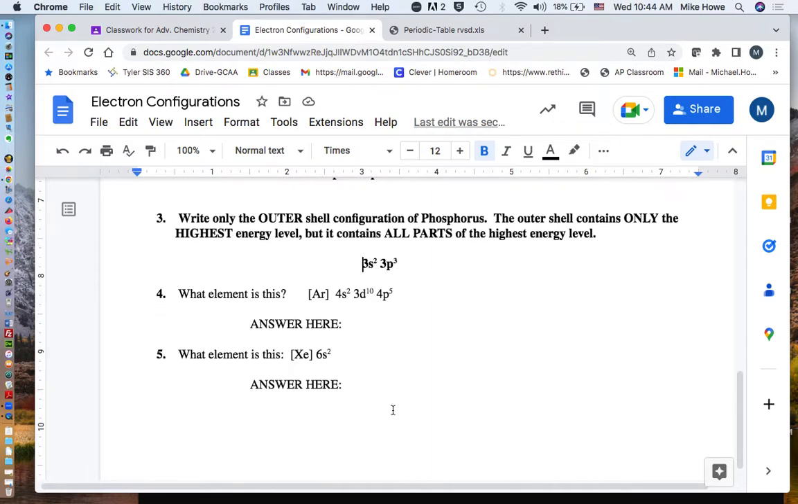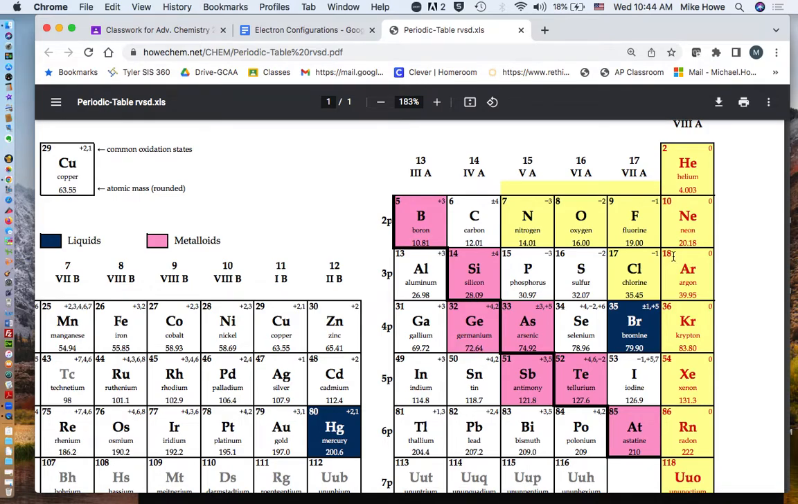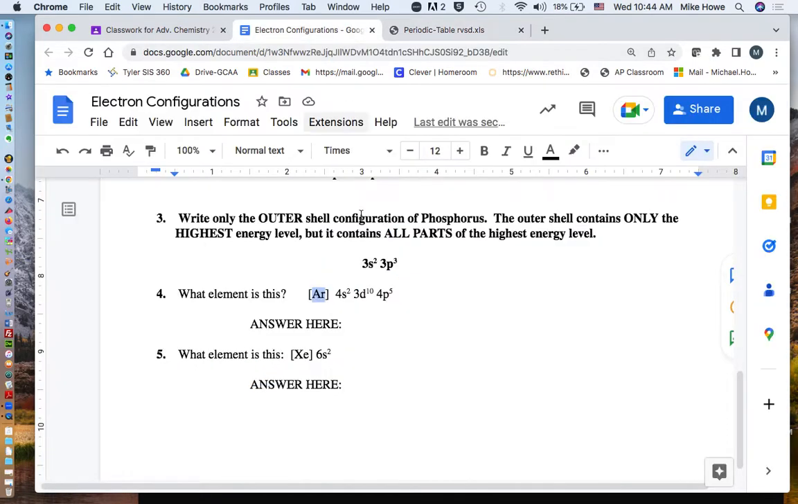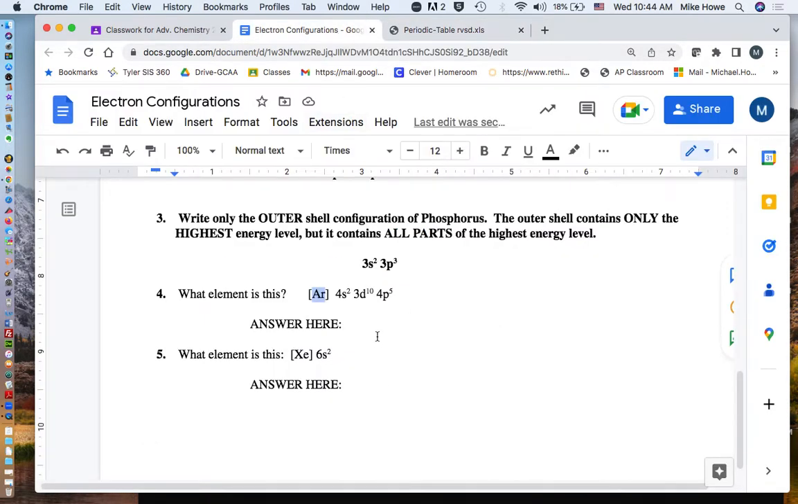All right, last two questions. What element is this? So you have to add up the electrons for that. Argon, writing this symbol right here, means the same number of electrons that argon has. So argon has 18 electrons. So that's 18. Then 2 more makes 20. 10 more makes 30. And then 5 more makes 35. So there would be 18, 20, 30, 35. Go over here and see what element 35 is, and that's bromine. So the answer to that was bromine.